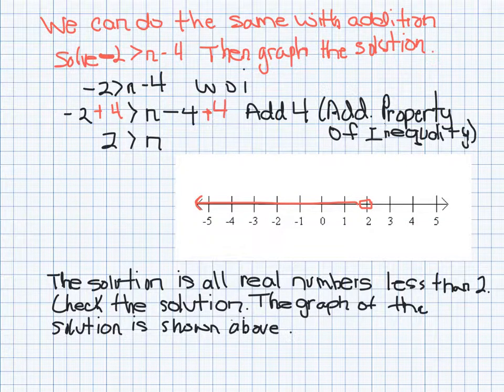And for verbal number 8, we would say the solution is all real numbers less than 2. And you can check this by plugging in your 2 to the original up here. We could do negative 2 is greater than 2 minus 4, and that would work out.